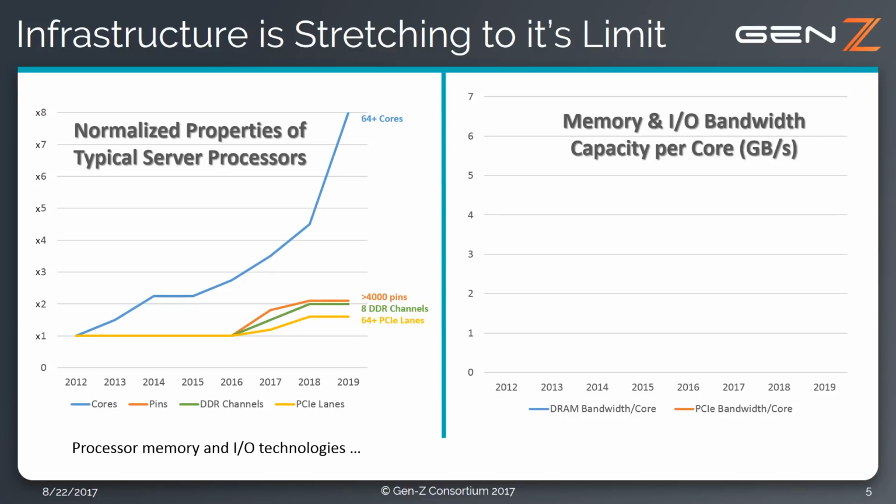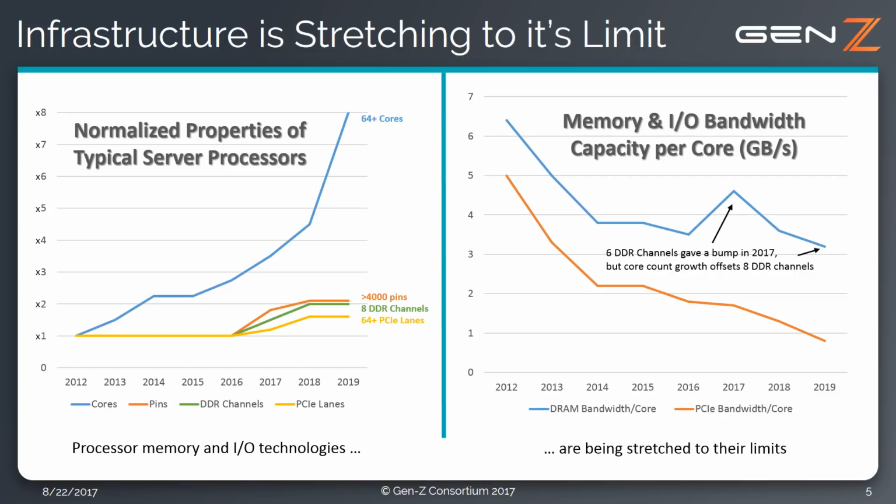Factoring in data rate increases, the total bandwidth of each of these would be somewhat higher, but not by much. One will notice that we pay a price in the number of CPU pins required to maintain these increases in memory and I/O bandwidth. Over 4,000 pins will be common in the near future. This graph also indicates the CPU core counts are growing much more rapidly than the memory and I/O capabilities of these same CPUs.